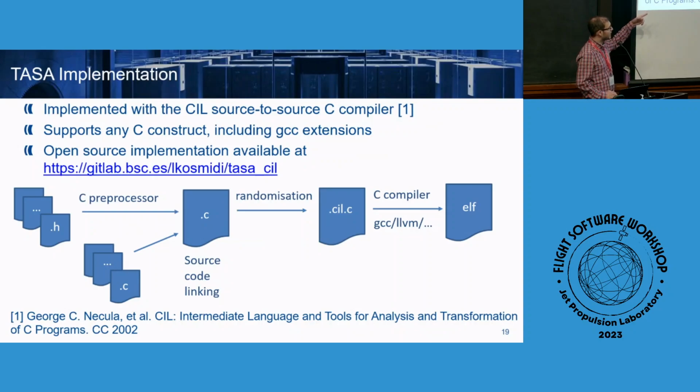So we take C code, we pass it through the preprocessor, and then we use a CIL functionality which is called source code linking. So effectively, we create just a huge C file that contains all the source code of our application. Then we randomize it with TASA, and then you can use your favorite compiler to generate the image. So this makes our approach completely portable across any compiler and any architecture.